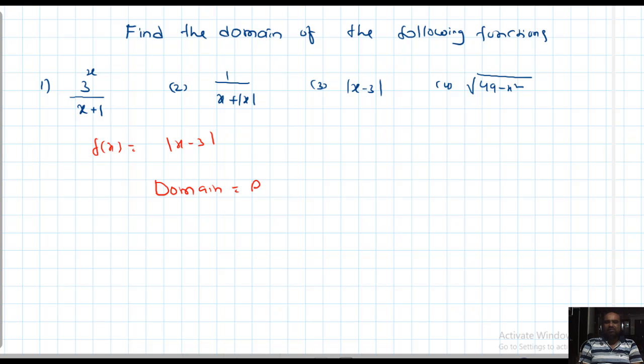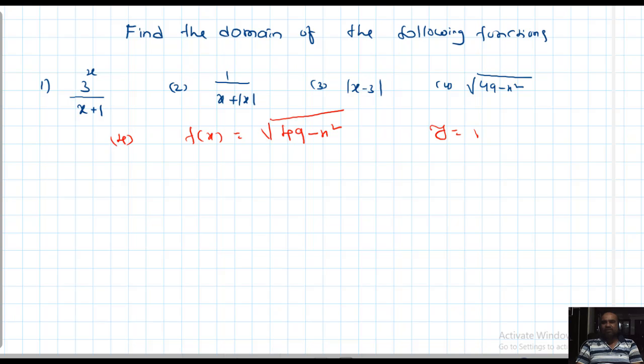Equal to all real numbers. The fourth one is an interesting problem. f of x equal to root over 49 minus x square is given. So again I want to explain, just like y equal to root over 49 minus x square.